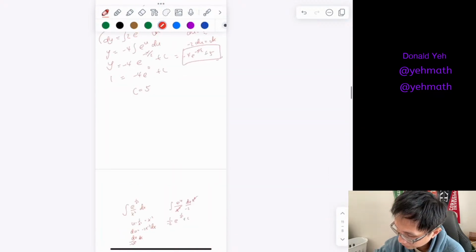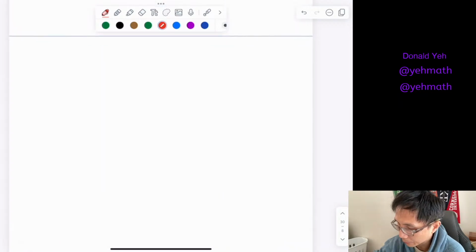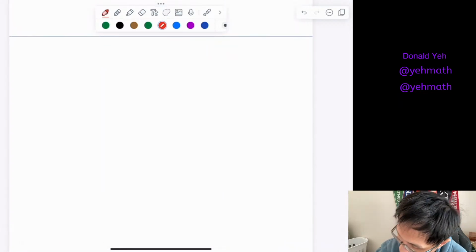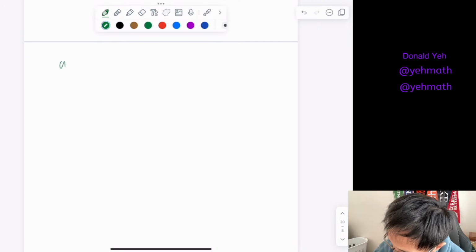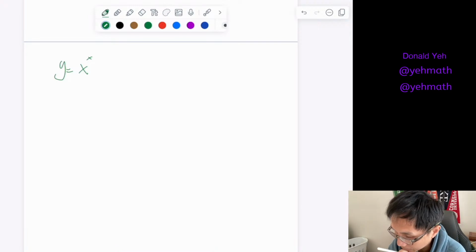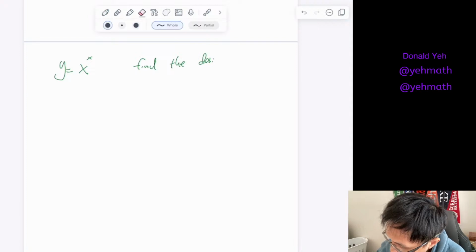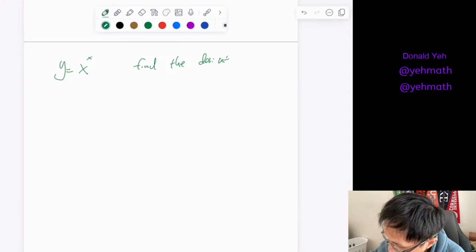I would like to go over certain functions for Friday's test. Here I'm talking about y equal to x to the x, and let's say we want to find the derivative of this function.